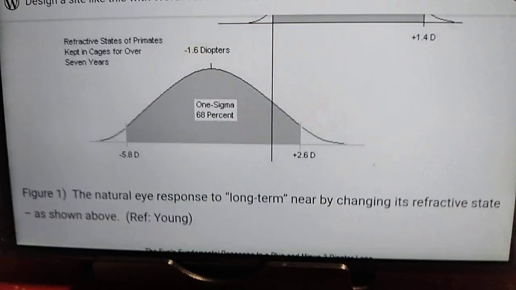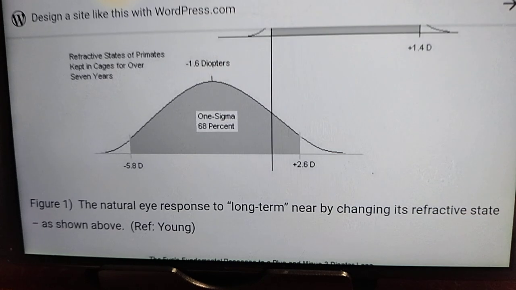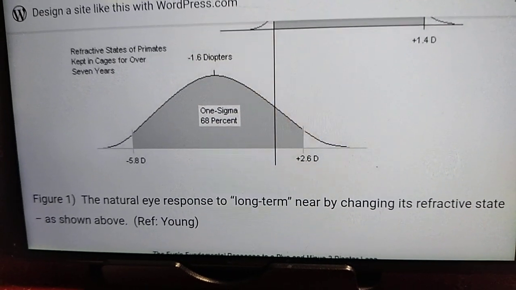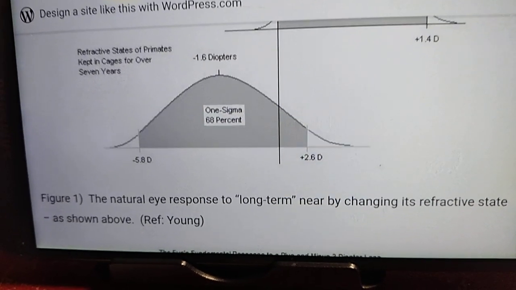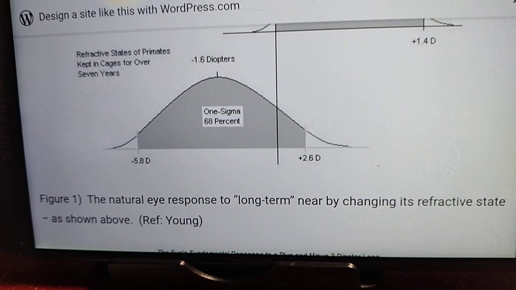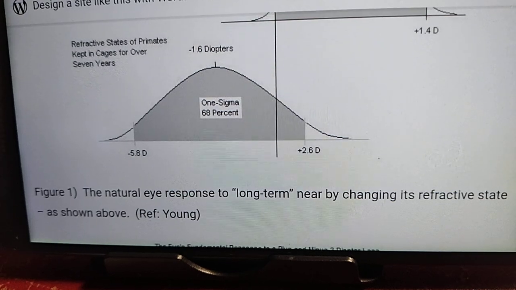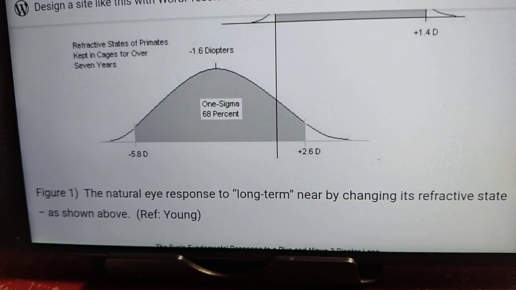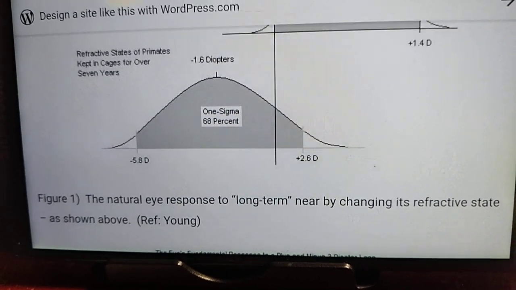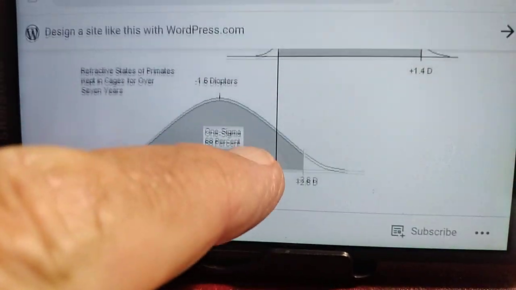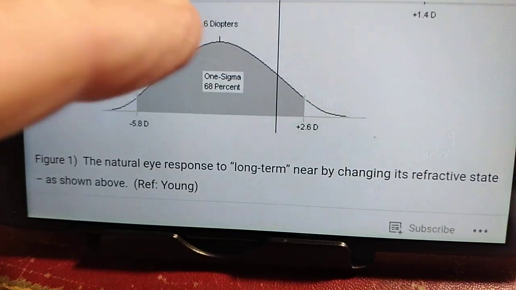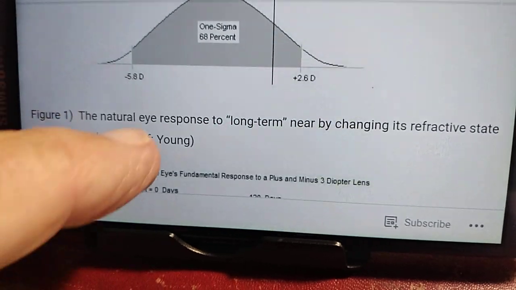Here are the refractive states of the normal eye when put in a tightly confined environment. The normal eye changed its refractive state from a positive value to a negative value of minus 1.86 diopters. And there's the spread. You can always say some of the monkeys actually still had 20/20.